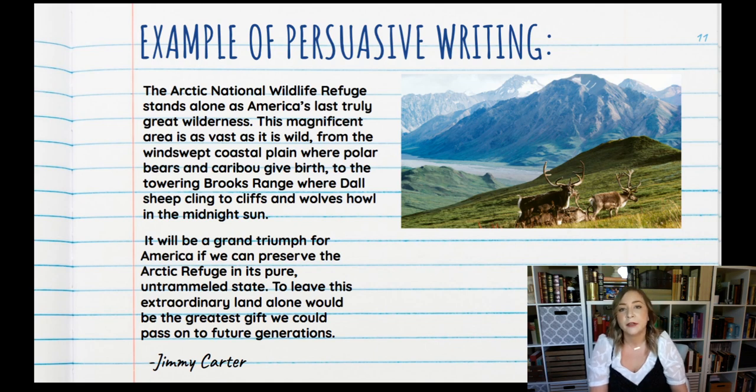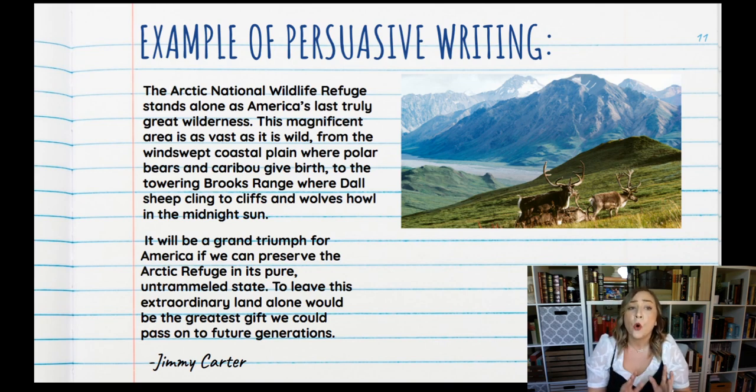So this type of language you typically wouldn't use, say, in analytical writing. This kind of floral, embellished writing. The reason that style is so specific in persuasive writing is that it will have a more profound effect if he can make the refuge seem kind of magical and beautiful through the writing. And then a grand triumph for America, the greatest gift we could pass on to future generations, this is a component of emotional pull. Do you really want to have this beautiful thing erased for your children and grandchildren?